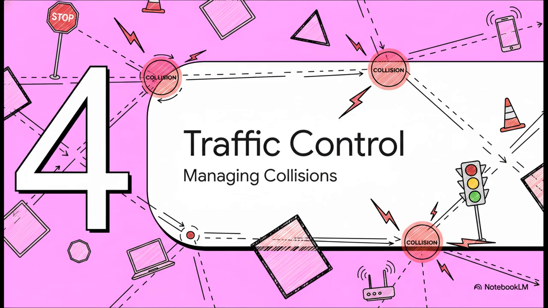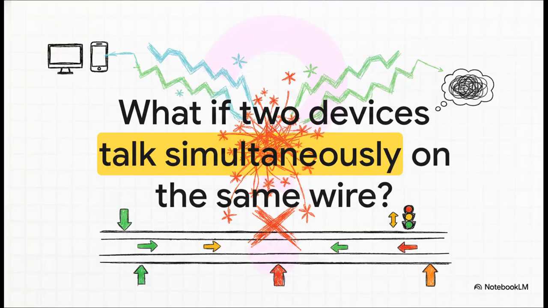All right, Section 4, Traffic Control in Collisions. Let me ask you this. What actually happens when two devices try to talk on the exact same wire at the exact same millisecond? It's an important question. If two devices send electrical signals down the same copper wire at the exact same time, the signals crash and scramble each other. We call this a collision.